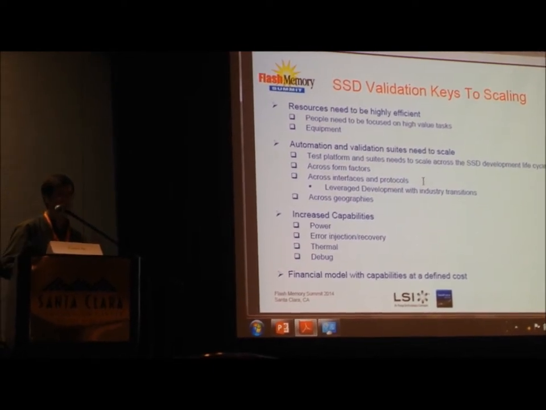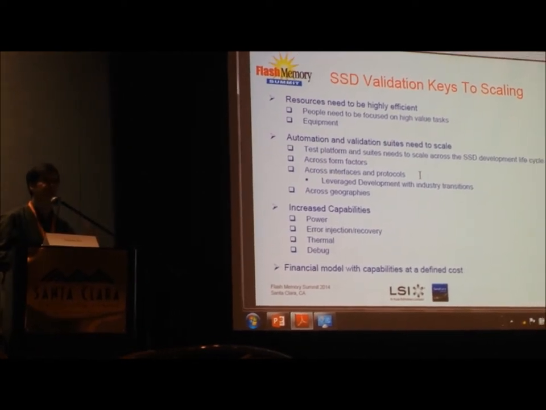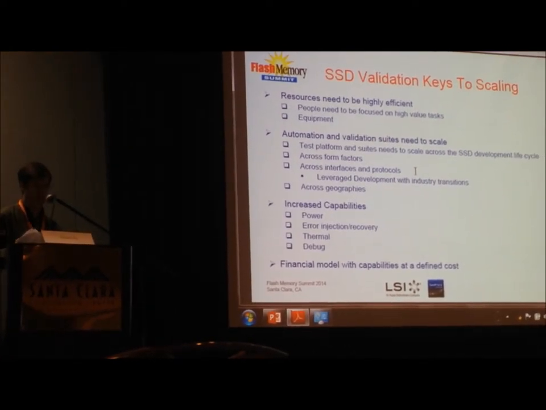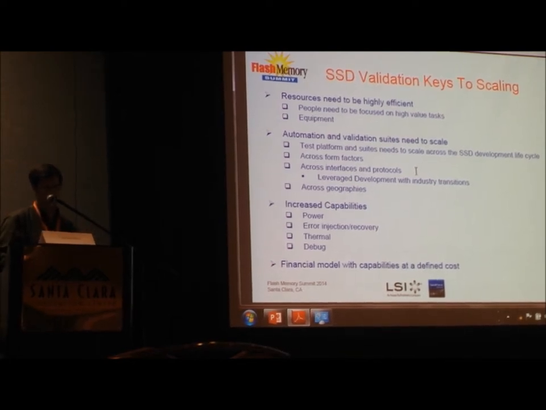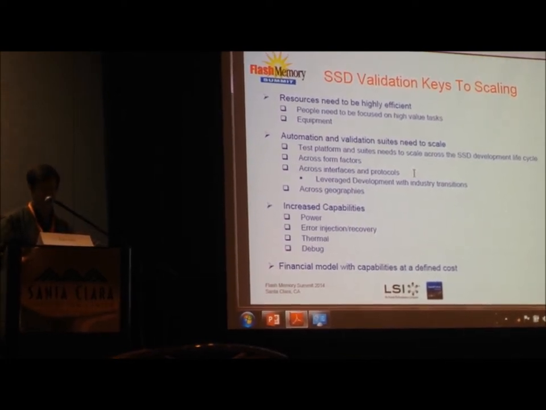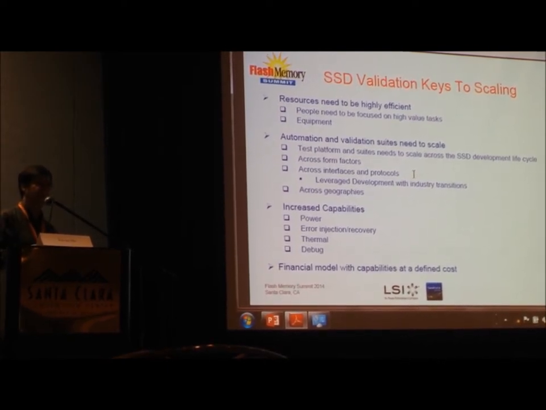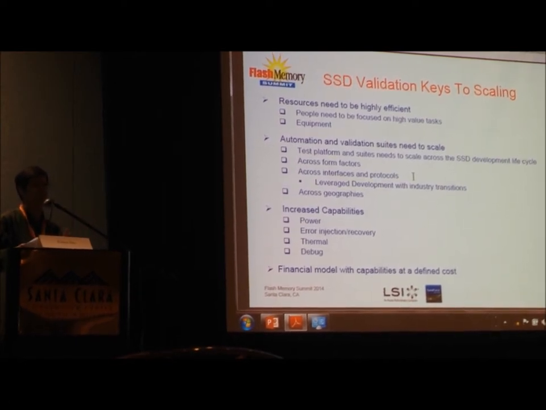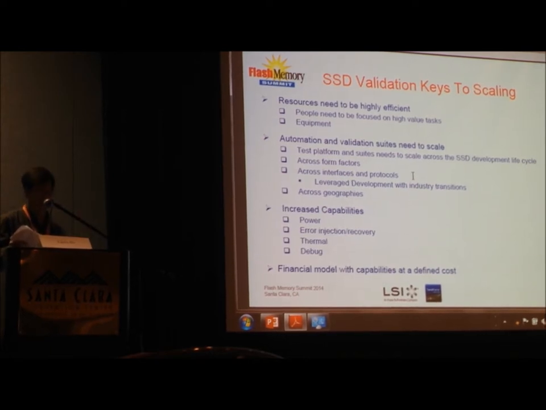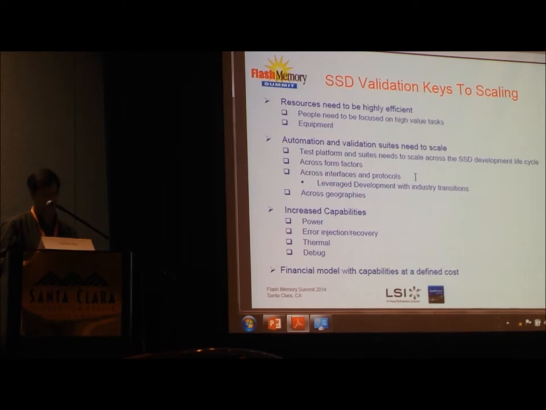First key is our resources need to be highly efficient. There will never be enough people. Thus, our people need to be as efficient as possible. You know, we need automation validation suites. They need to scale across my test platforms and across the SSD development cycle. I need to be able to do the same things in RTL, emulation, validation, quality assurance. All these things need to be able to run the same test suites across the same form factors, across all these interfaces. It needs to be able to run in multiple geographies.